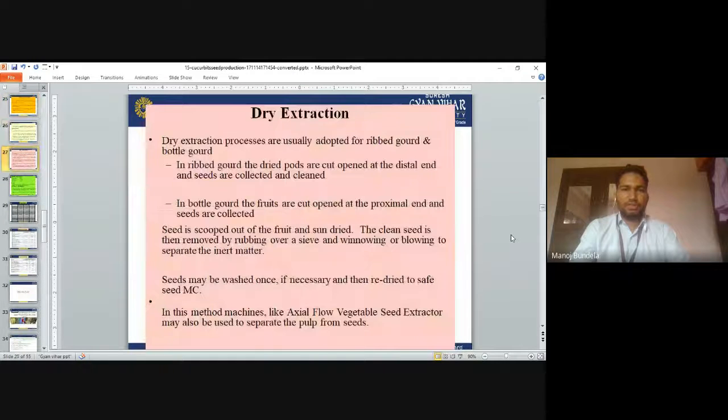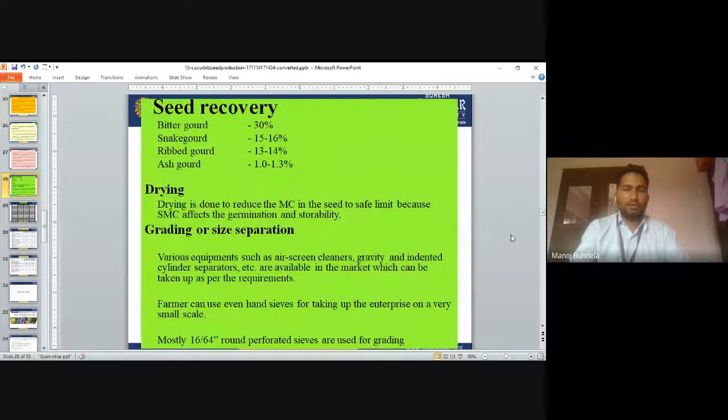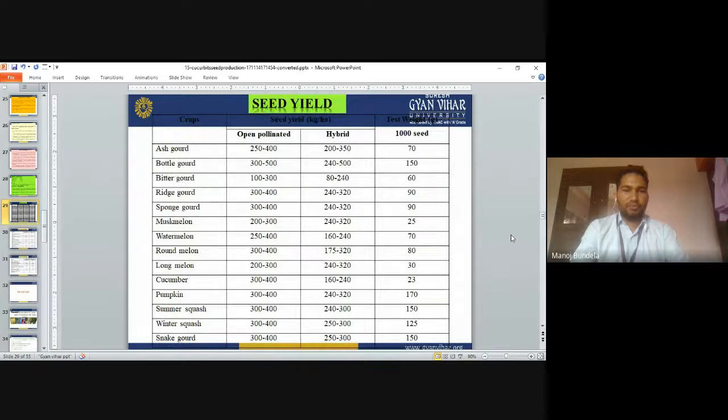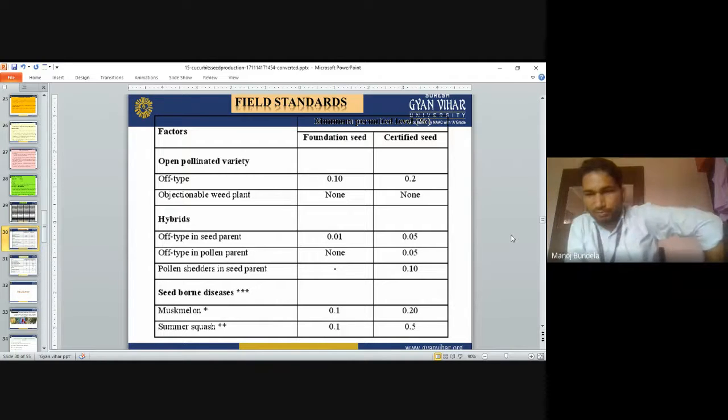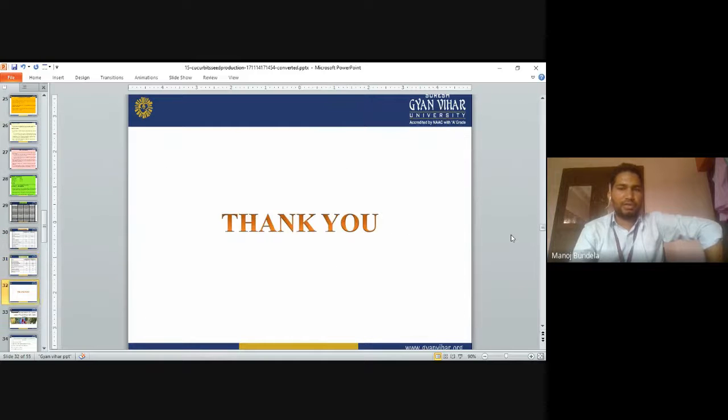After extraction and drying of the seeds, we go for packing of the seeds, and these are the seed standards we have to maintain. Seed yield and test weight I already told you, and the very important seed standard is germination percent, a minimum of 60%. It is free from weed seeds. In hybrid seed production, sometimes it will contain other varieties, but that is very little.